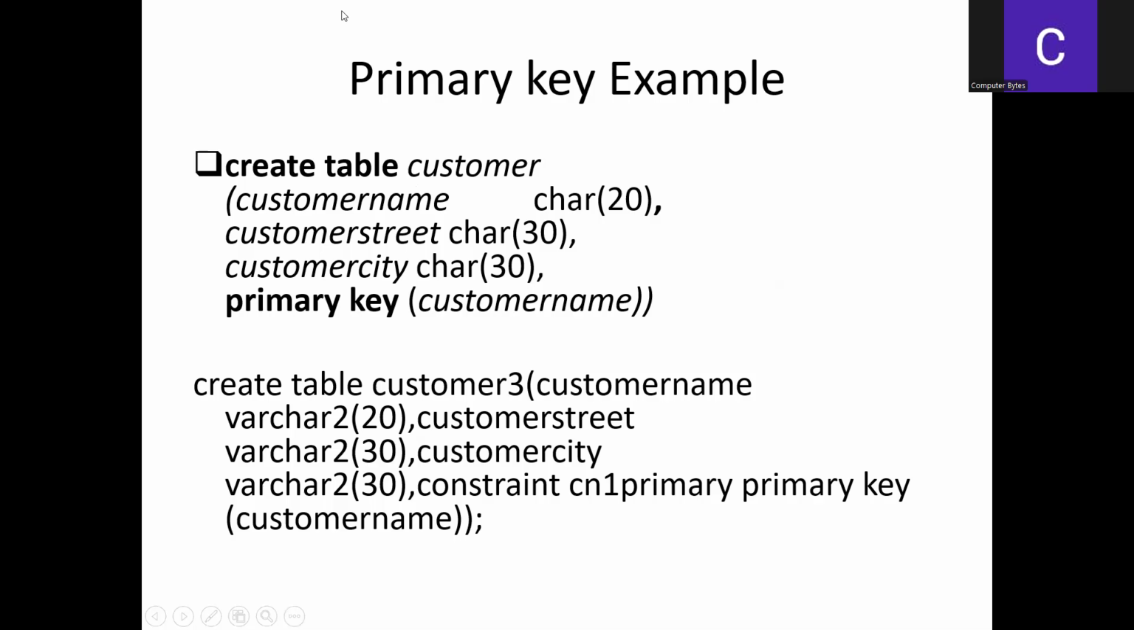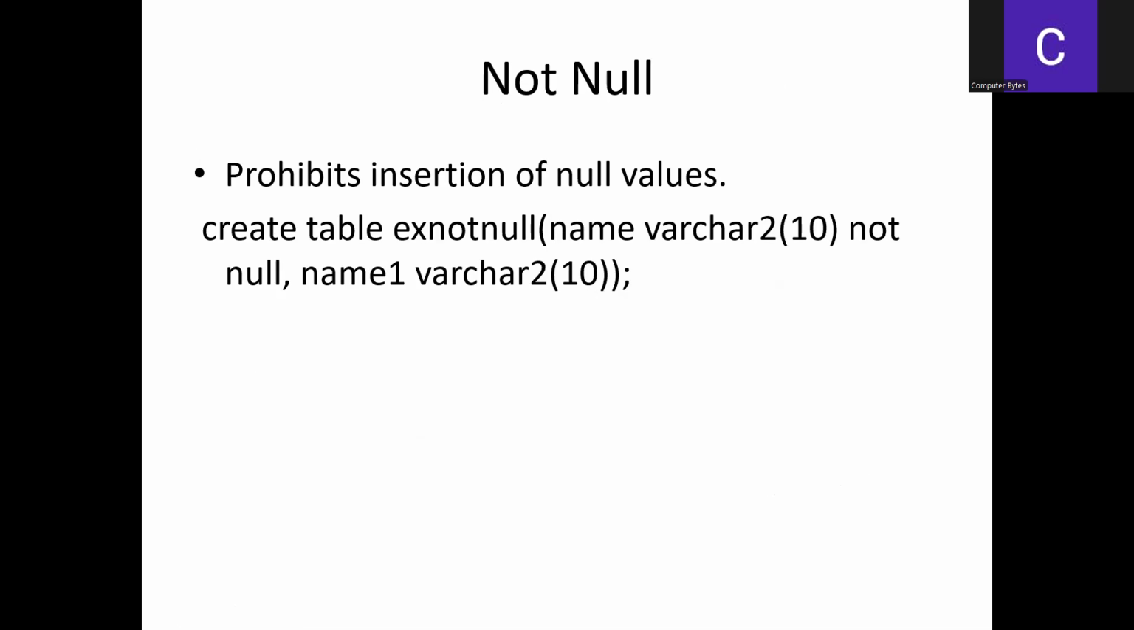Another way of mentioning the primary key constraint syntax is to give the constraint keyword and some name. CN1 is the constraint name which uniquely identifies this constraint in a database, primary key of customer name. And next is the not null constraint.